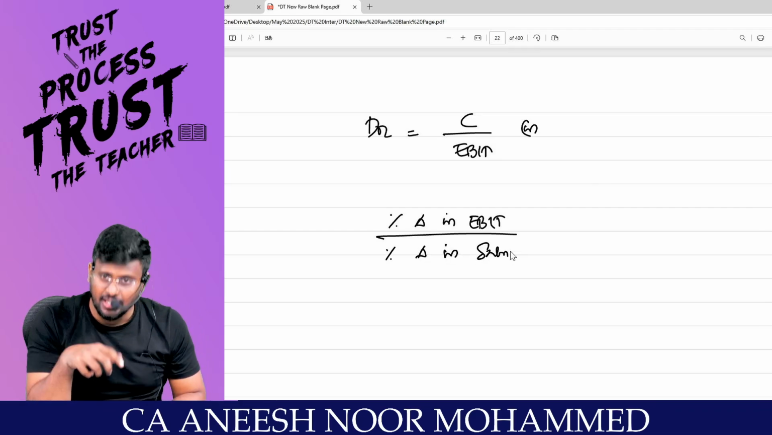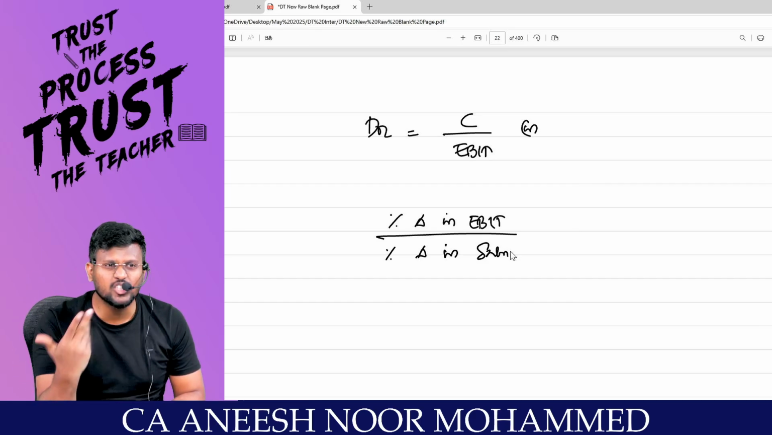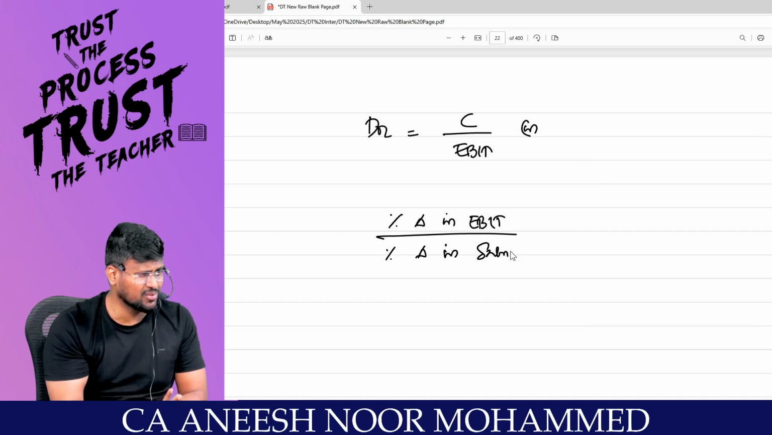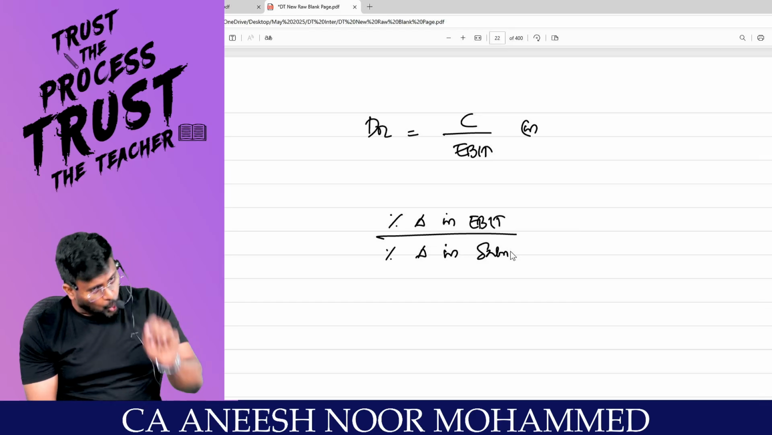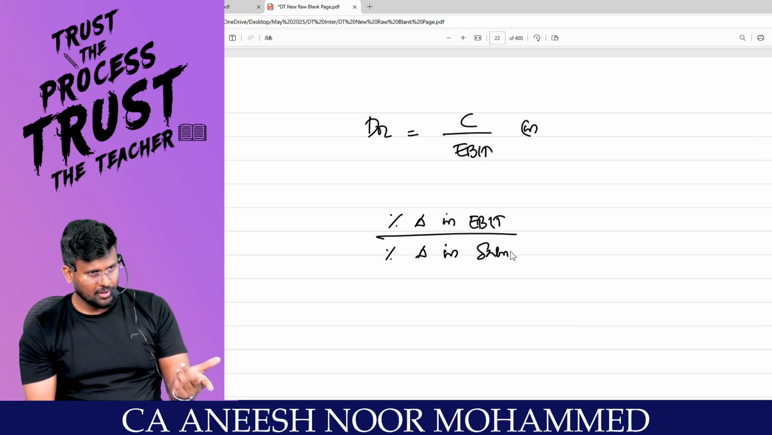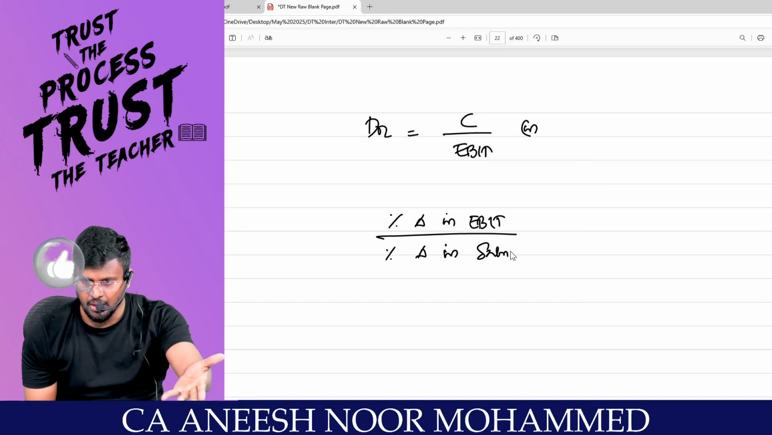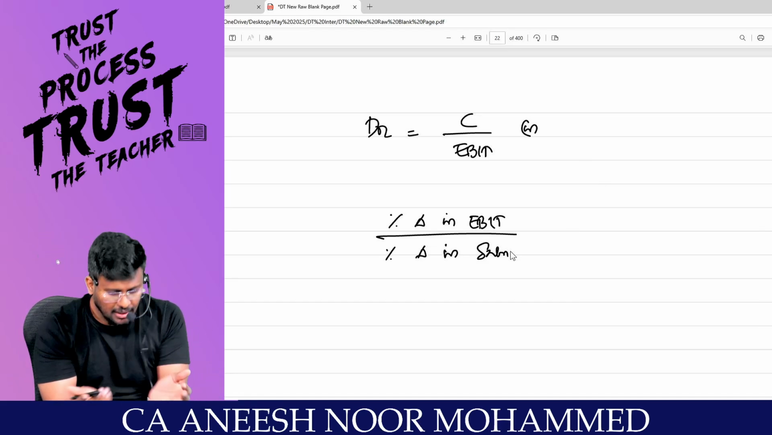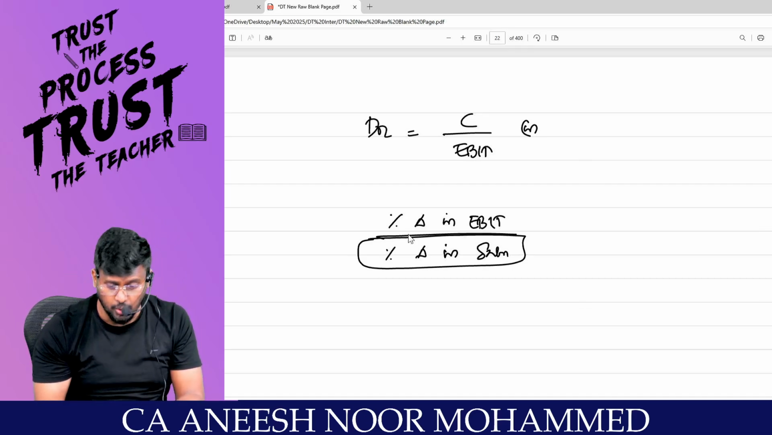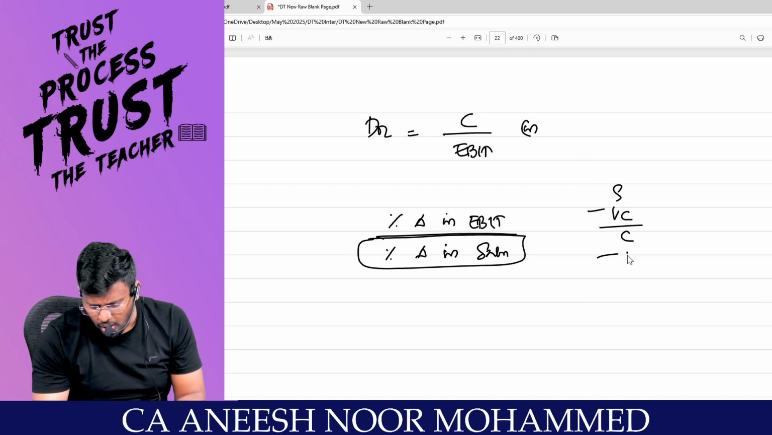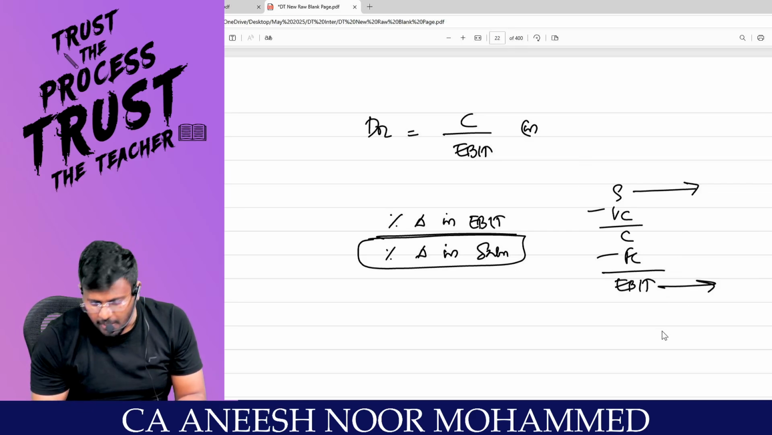Because my study is, if 1% change in sales will lead to how much percentage change in EBIT? So if sales changes, how much will EBIT change? So who should be the base? That's why in the denominator I am writing sales. Some students will have confusion. Sir, it is sales minus variable cost, contribution minus fixed cost, it is EBIT. No. It should be percentage change in EBIT divided by percentage change in sales.